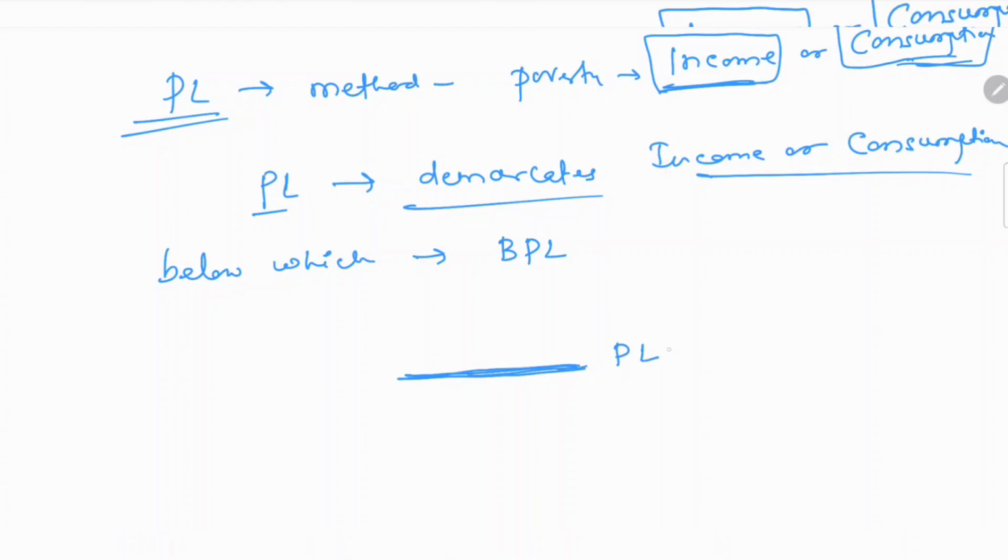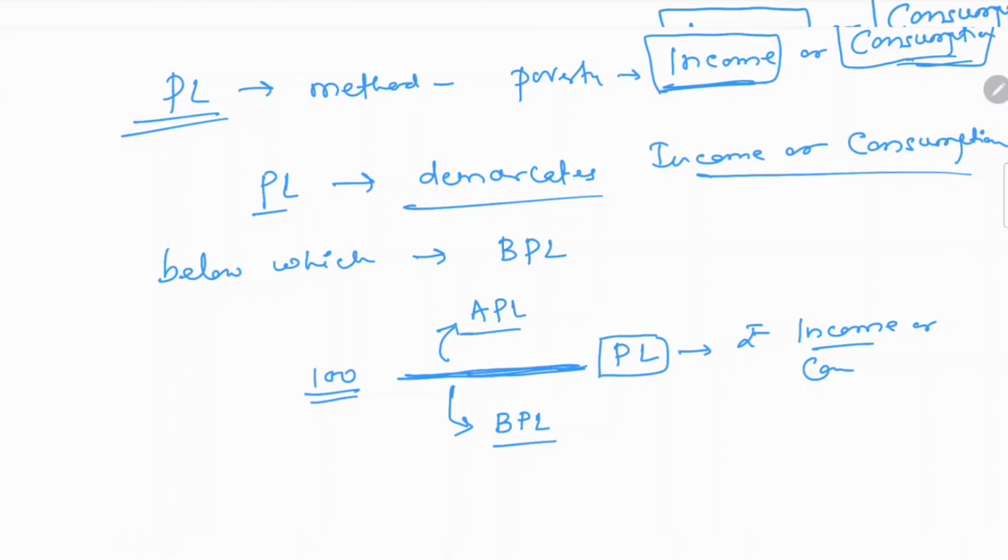So here the line signifies a number in terms of rupees, where you are showing either the income or the consumption. For example, just consider 100 rupees. Okay, this is the poverty line, 100 rupees. The people whose income or consumption is below 100 can be classified as below the poverty line. The people who are above this can be classified as above the poverty line.